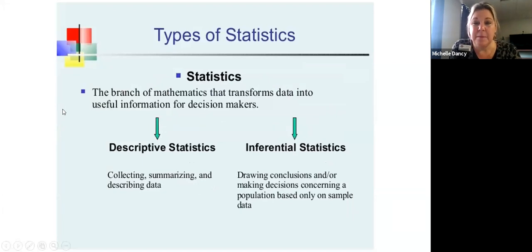Okay, so just a basic definition of statistics. How about to start off with, even though we've already talked about this? It is simply the branch of mathematics that transforms data into useful information. So, unlike other math classes, statistics isn't just about solving the equation or getting the answer. It's taking our information and putting it into a useful form for decision makers. That's why we're going to spend a lot of time talking about how we display our data.